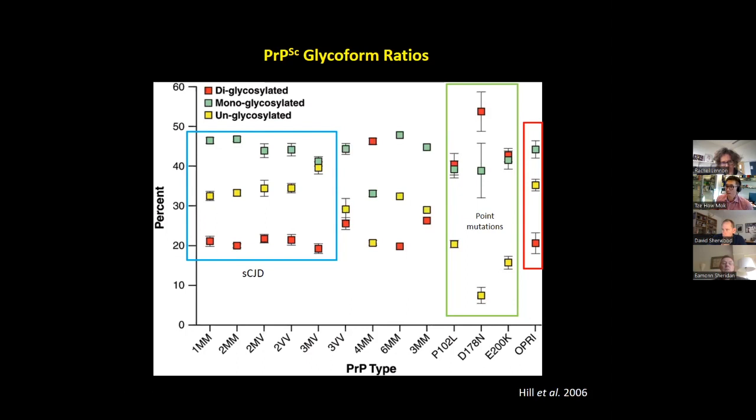And on the far right of the screen, we see the glycoform ratios of the octapeptide repeat insertions. The thing about this is that it is more or less indistinguishable from sporadic CJD. So you can't really use glycoform ratios to distinguish between sporadic CJD and OPRI, but you can use them to distinguish between sporadic CJD and point mutations.